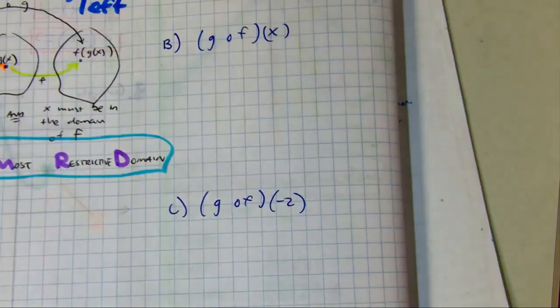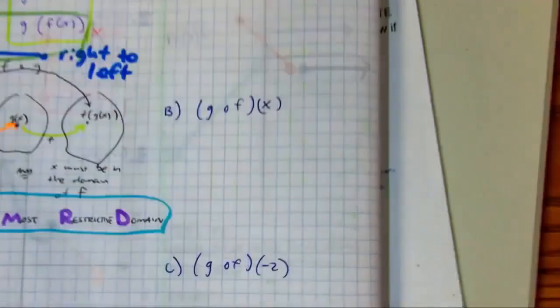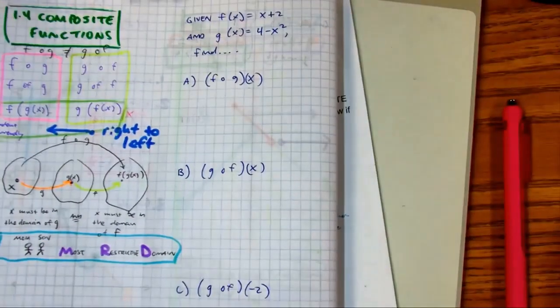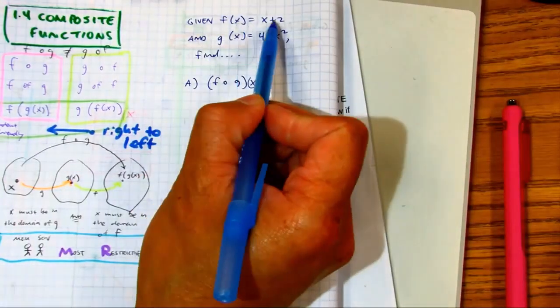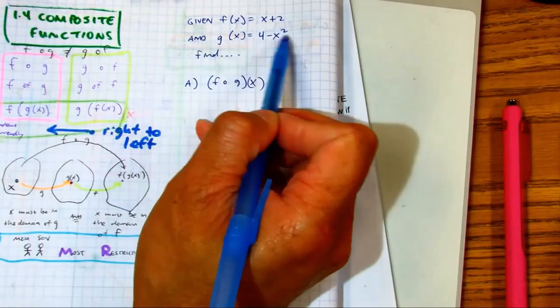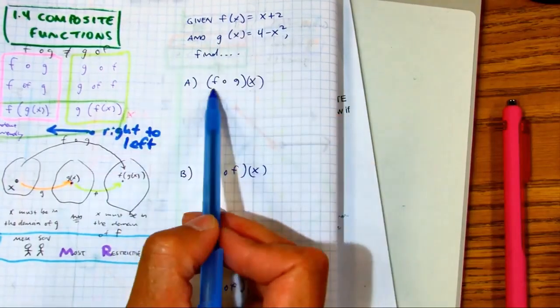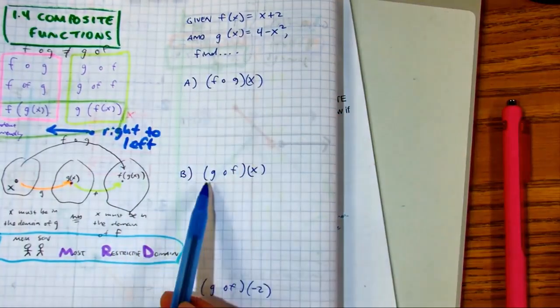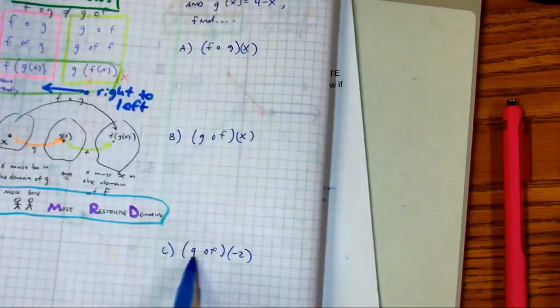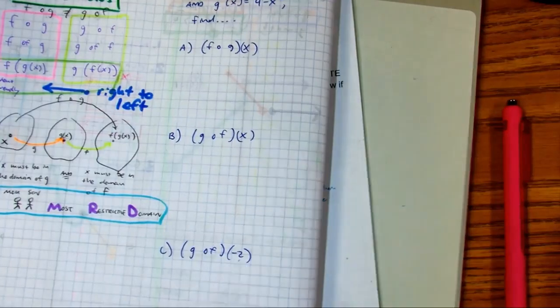Morning. Alright, so I have three examples here of composite functions. It says given f of x is x plus 2 and g of x is 4 minus x squared, find f of g of x, g of f of x, and g of f evaluated at -2. Okay, let's do the first one.